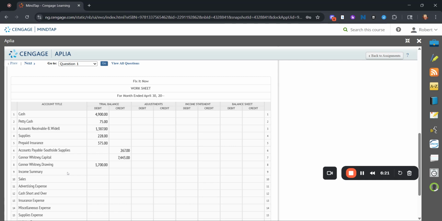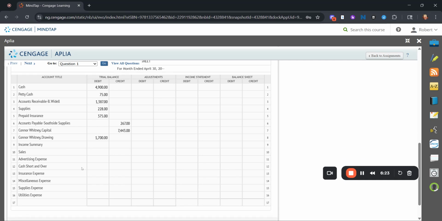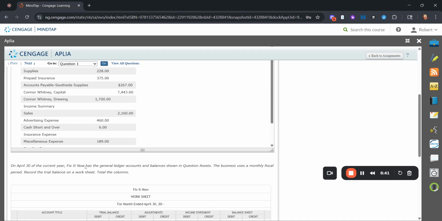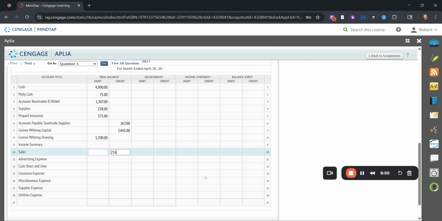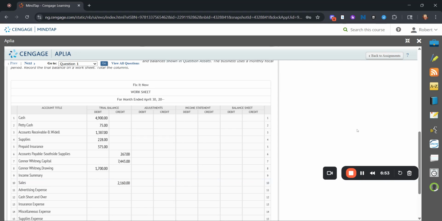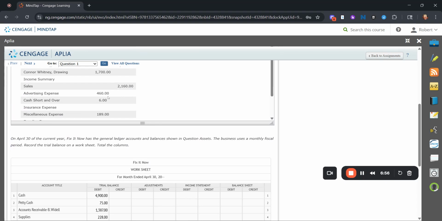So now we have income summary. We're not going to fill anything in for income summary, but this is going to be the title for the second section. Sales and expenses, all the money that came in to the company and all the money that went out for the company. So sales had $21.60 in sales. An advertising expense, $4.60. $6 for cash short and over.